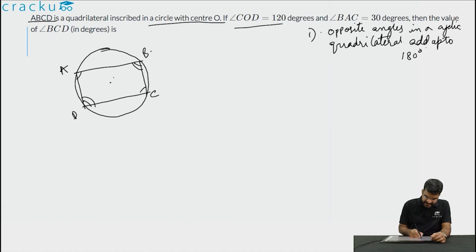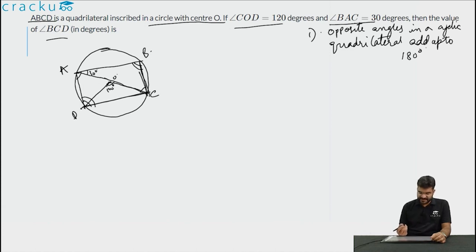So O is the center of the circle. So angle COD is given as 120 degrees. And if angle BAC is given as 30 degrees, so if we connect A to C, this angle is given as 30 degrees. Then we are required to calculate the value of angle BCD.